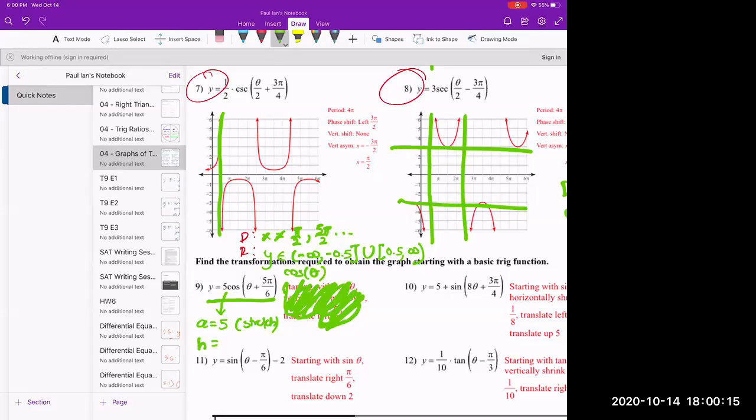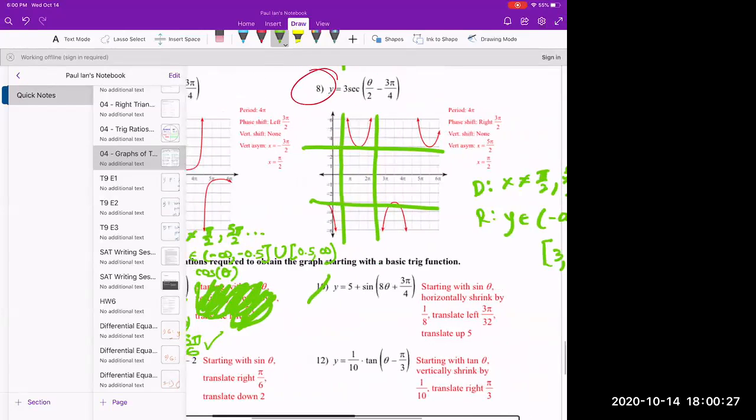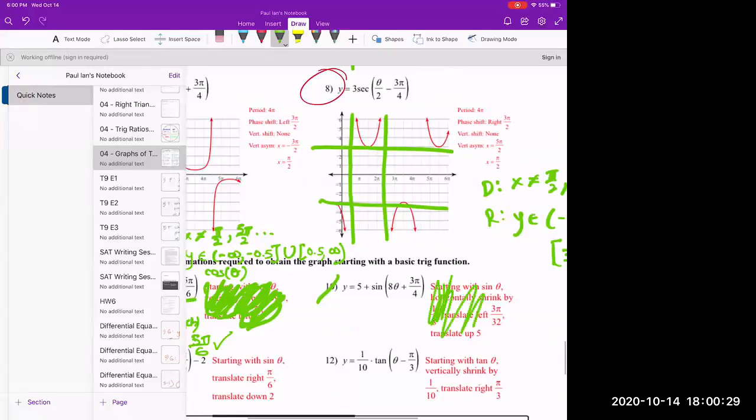It would horizontally shift to the right by 5 pi over 6. To the right or to the left? Oh, to the left. So left 5 pi over 6. Okay, that's good. And then this one.